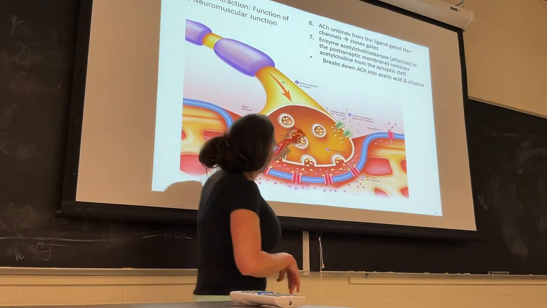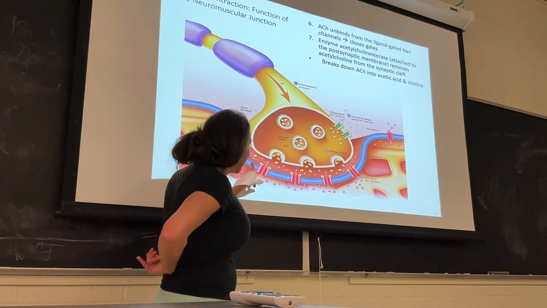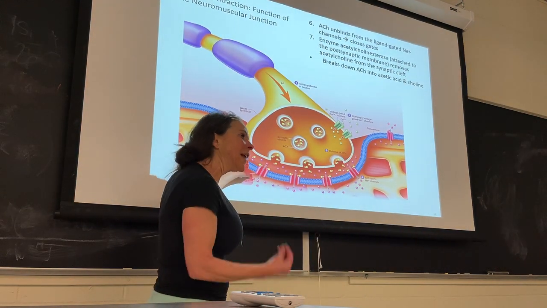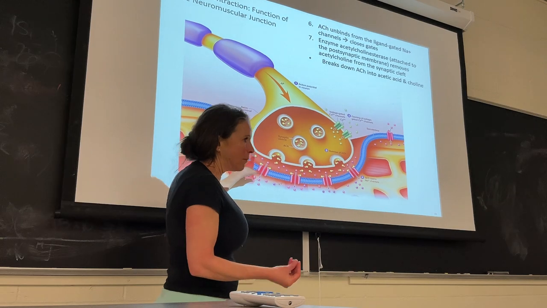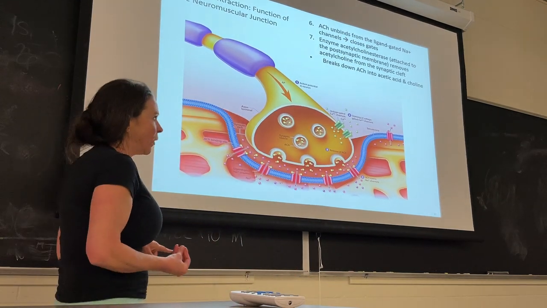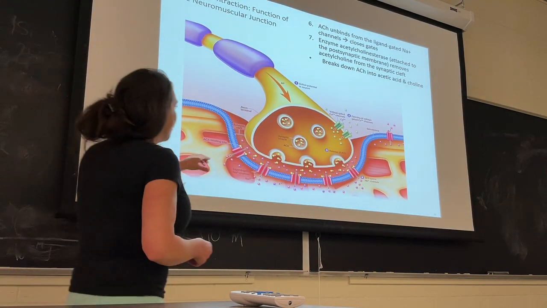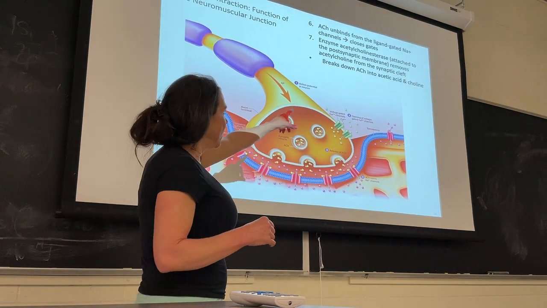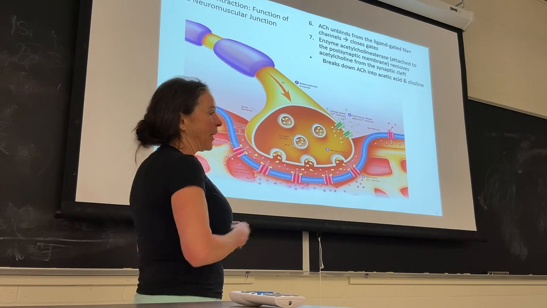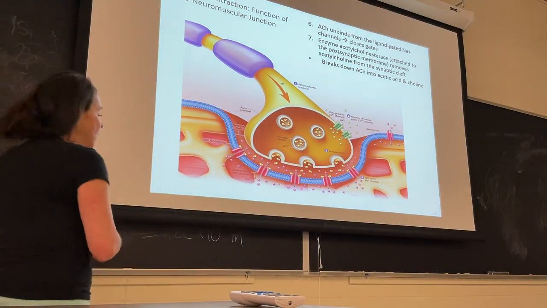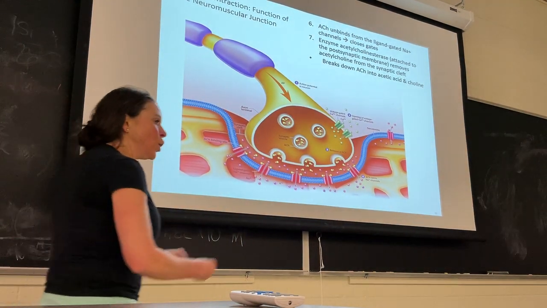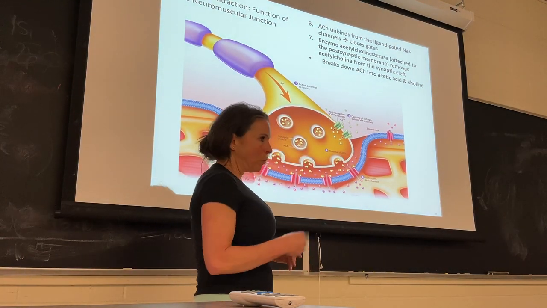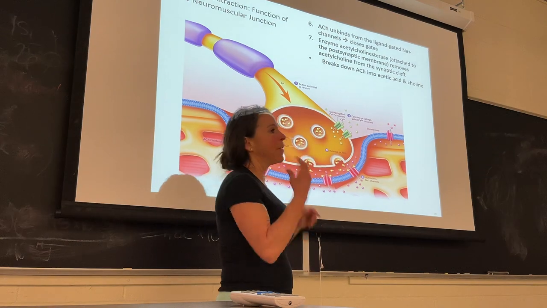So acetylcholinesterase, that enzyme, will break down the acetylcholine in the synaptic cleft. We need that broken down because we can't have constant muscle stimulation. Once the acetylcholine is broken down, it can be recycled. It's broken down into acetic acid and choline. Some portions of that can be reused to remake acetylcholine, where it's then stored again in the vesicles.